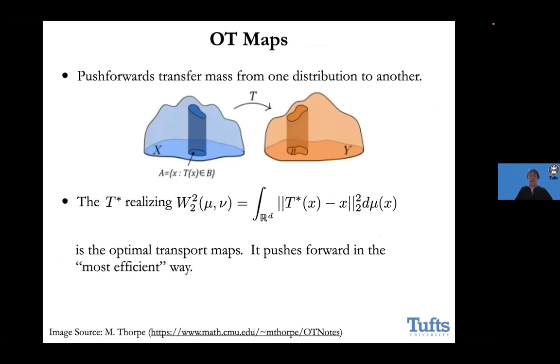For our purposes, it is important to use W2 because we're going to take advantage of some special structures of that space. But this problem could be defined for other Wasserstein metrics. I could use a different power than 2 in the exponent inside the integral, but we really need that in our case.